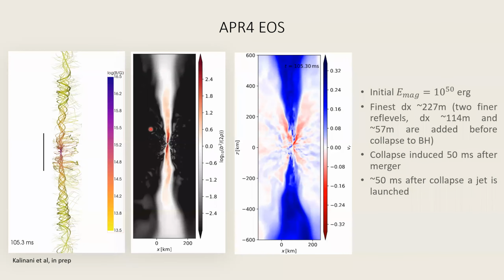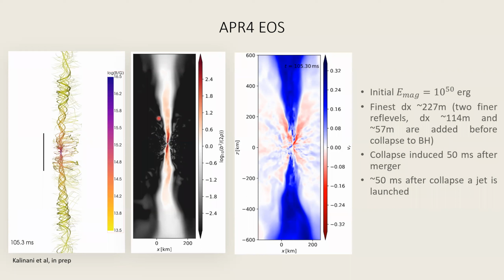So for example, in the left panel, you have the configuration of the magnetic field lines at the end of the simulation. This was 100 milliseconds after merger. This vertical black line has a scale of around 500 kilometers. So the black hole and the disk are really here in the center. And you see that the magnetic field is very well collimated. There's this sort of toroidal structure aligned with the spin axis of the black hole.